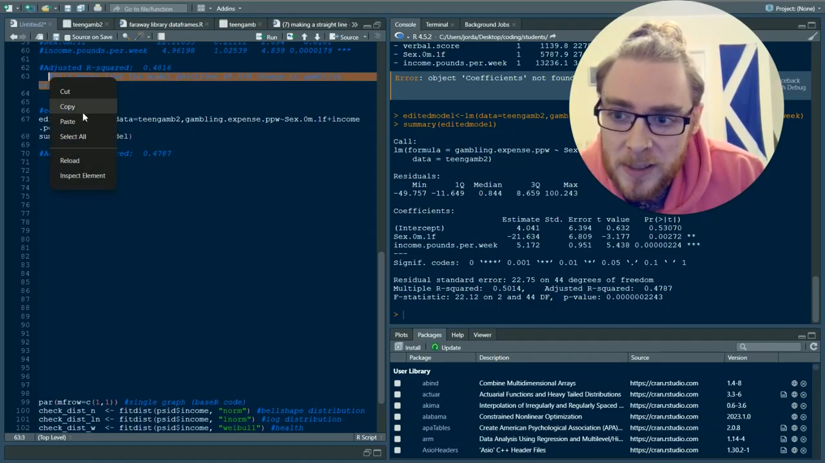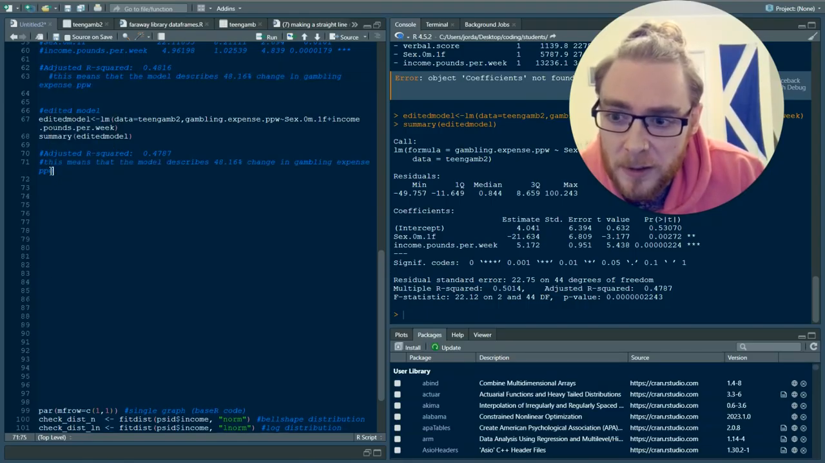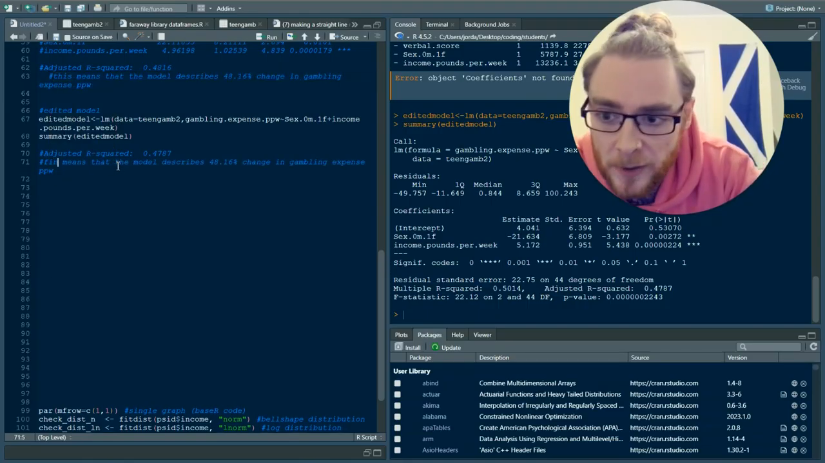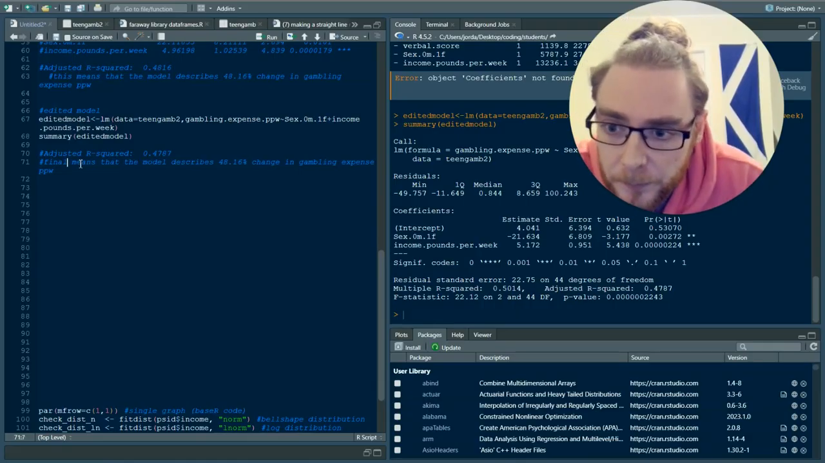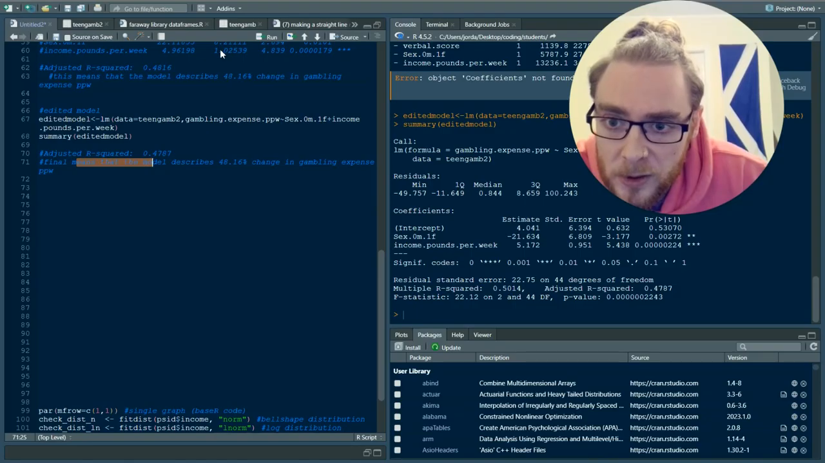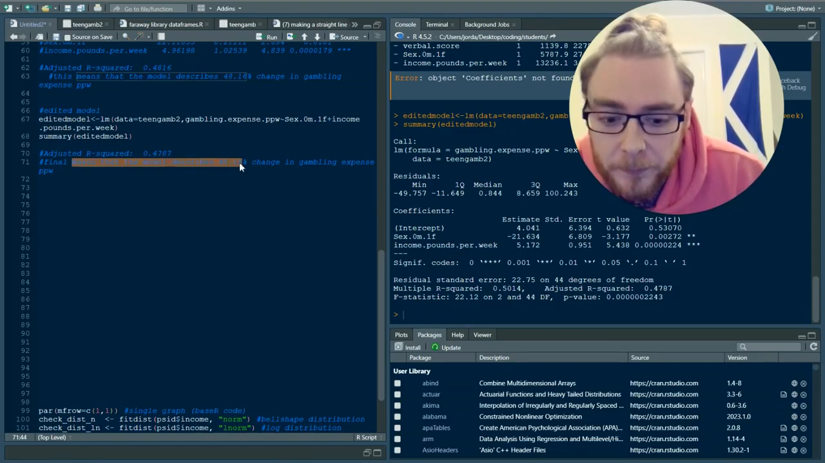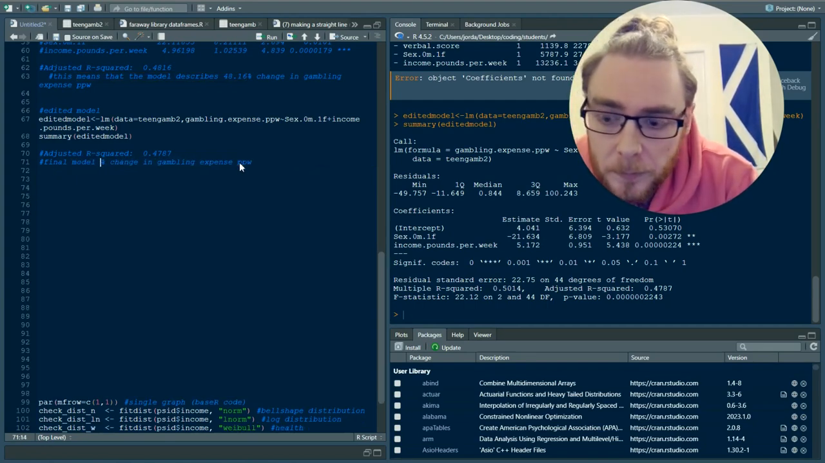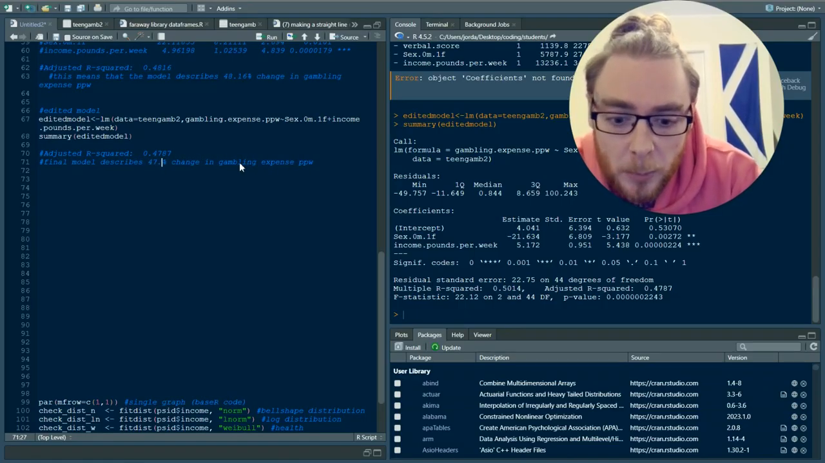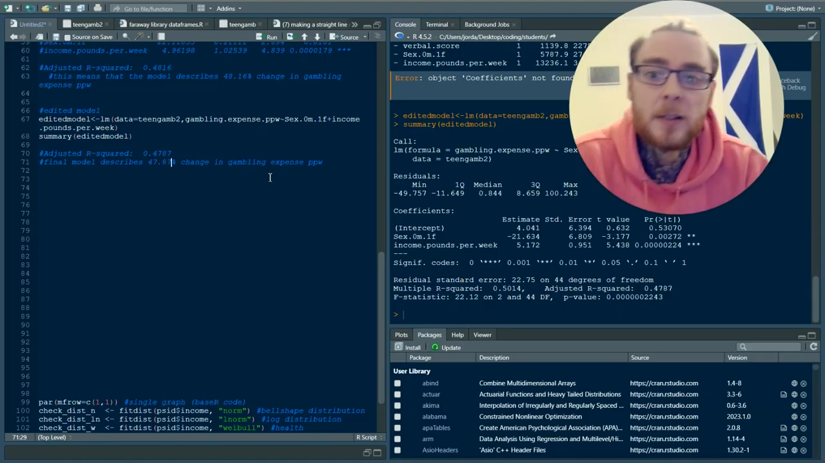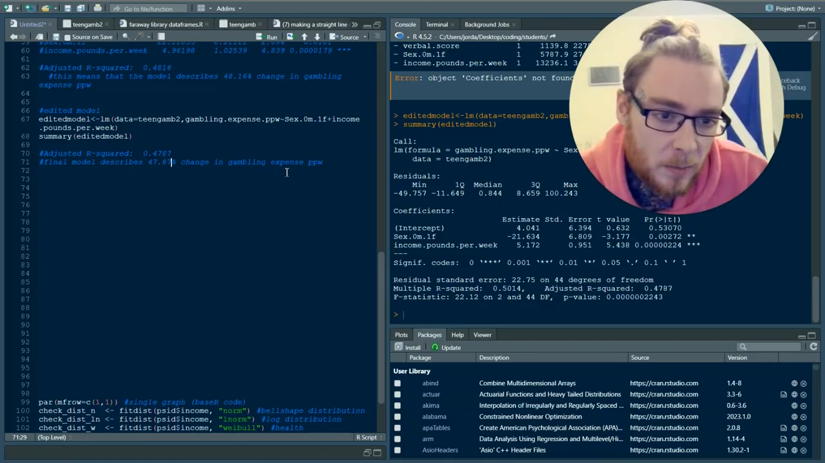Okay, so what I can do is I can put this here, and we'll just call this our final model for now. Final model describes 47.87% change in the gambling expense PPW.